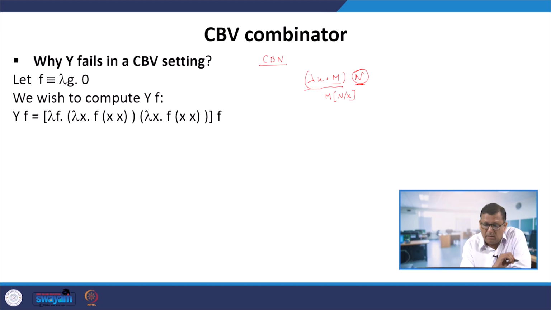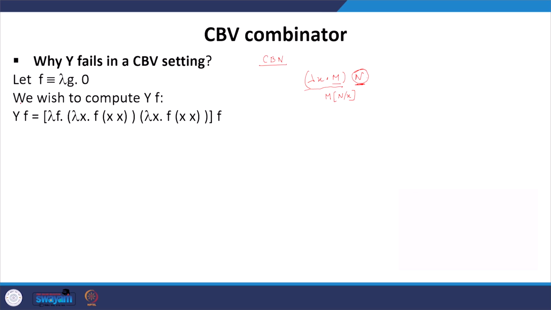Now we want to see what will happen if Y is used in a call by value setting. This is what is of our interest. So if we do this, we will do Yf. So Yf, beta reduction, we are going to get beta reduction. That means f will be replaced. So we are going to get lambda x dot f x x, and we are going to get lambda x dot f x x. This we have done. This is a beta reduction.